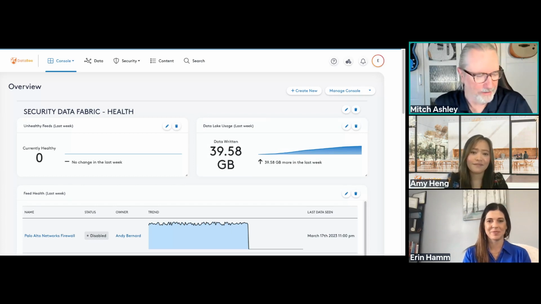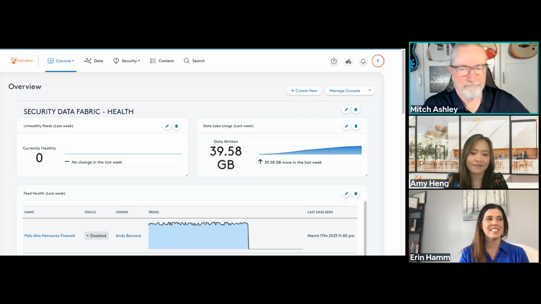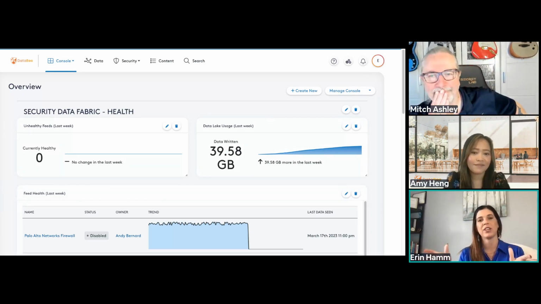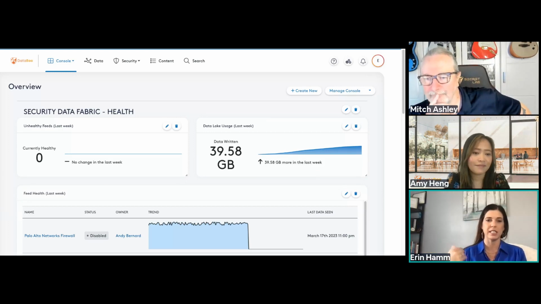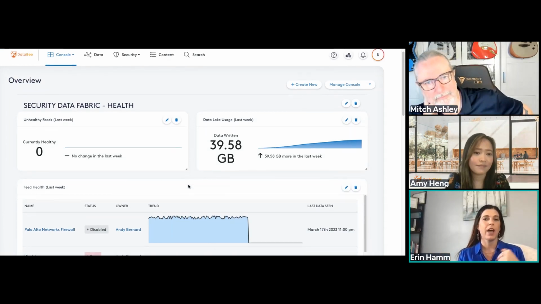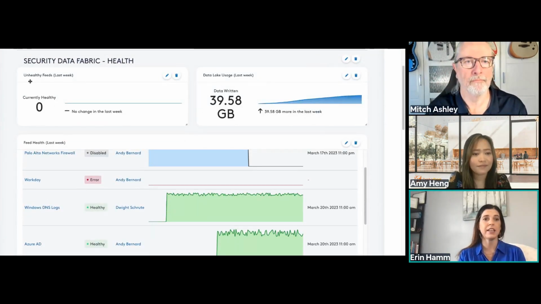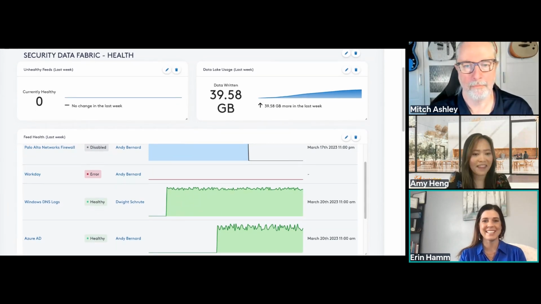Fantastic. Take her away, Aaron. Awesome. So this is the DataBee platform, and this is the overview landing page. This is really supposed to provide that holistic insight, a one-stop shop of how is my data that's been brought into the platform performing? Is it healthy? Is it unhealthy? How much data have I actually brought in? So here we can see how many unhealthy feeds we have, how much data has been written into the data lake within the last week. This is all demo data, so you'll see some funny names and dates in here. So I just want to preface with that.